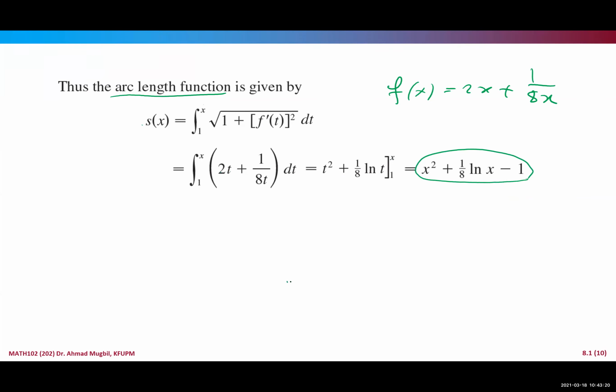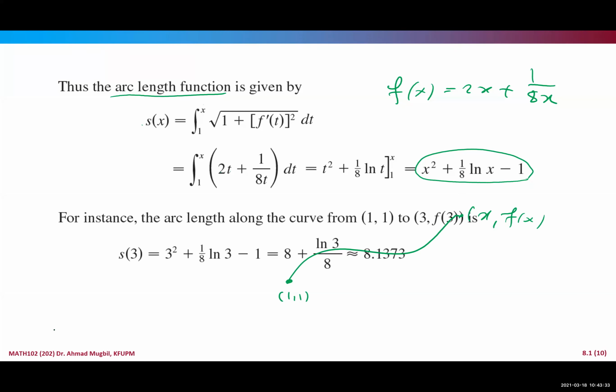Now the distance from the point (1,1) to any point (x, f of x) is equal to this. Give me any point. For instance, if you want to calculate the length from the point 1 to 3, here it is. Just put 3 instead of x, and you will have it. Yes, yeah, Sultan, what do you want?